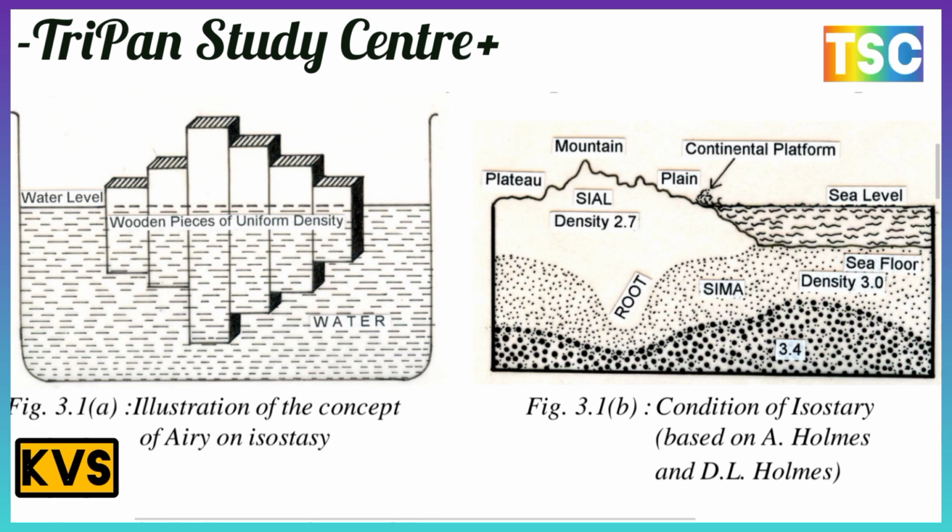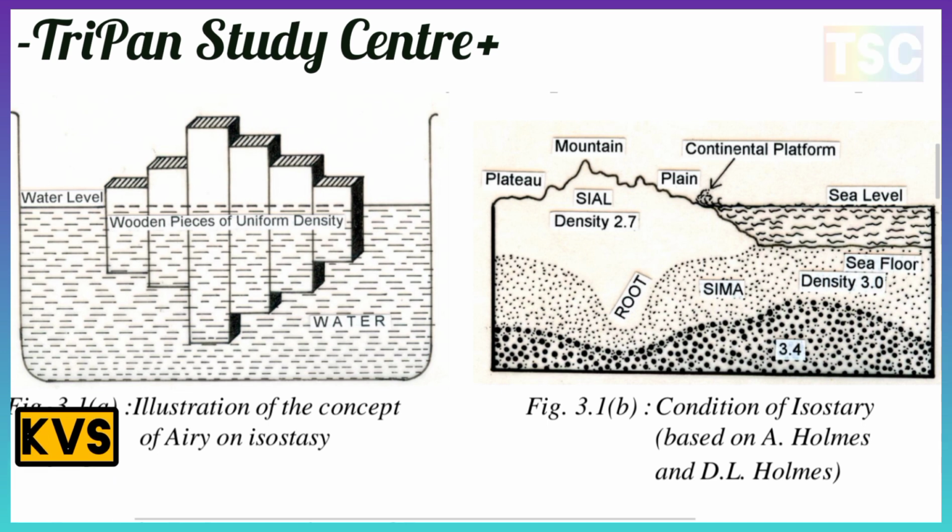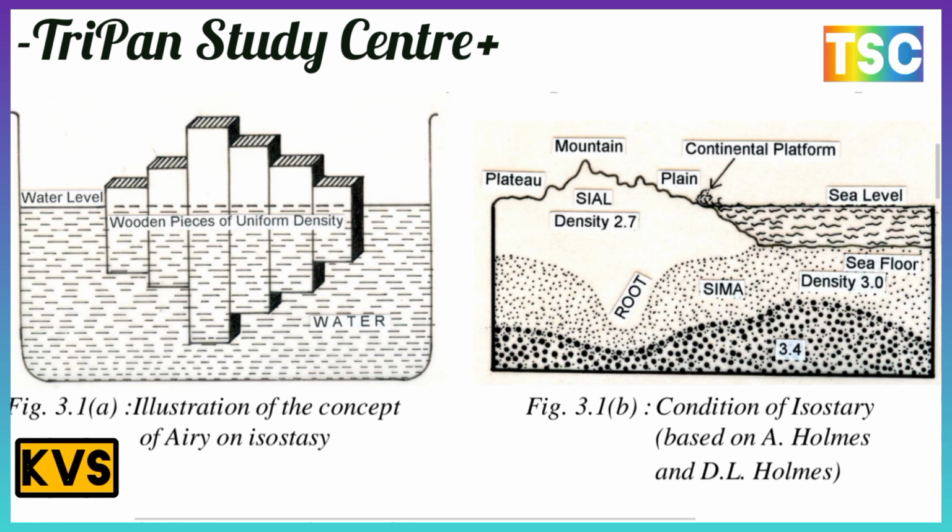Here is the most important diagram illustrating the concept of Airy's isostasy. Here are the water level and the wooden pieces of uniform density. And the second is a condition of isostasy based on the elements. The density here is 2.7 for the root, and the sima's density is also present, with the plain, mountains, plateaus and sea level. The sea has a density of 3.0. This is the most important diagram shown here.